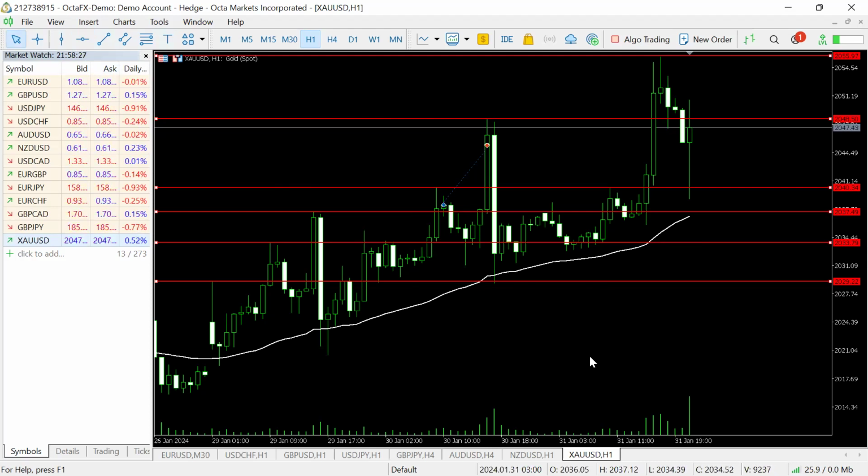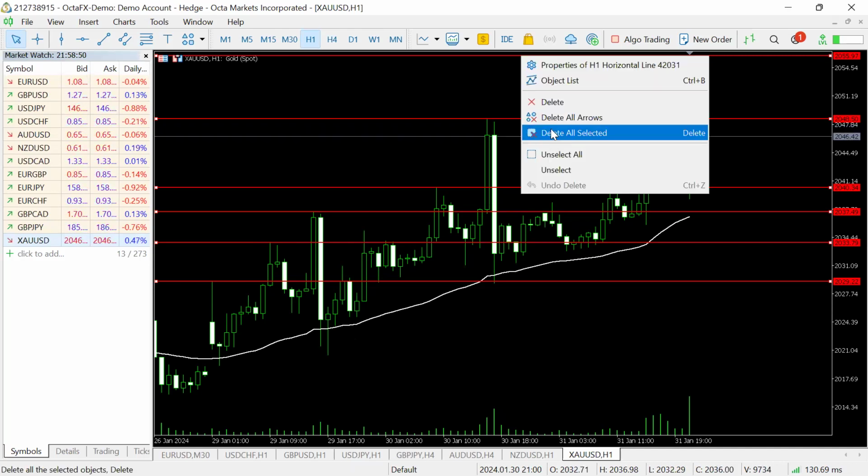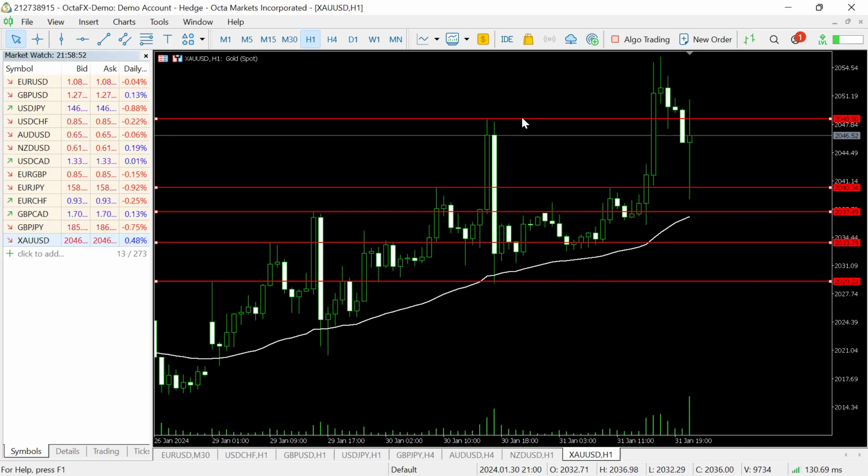Let me remove this so that I don't see. So these are all price levels, high points, high, high, high, high. You can see that from time to time, it's looking all scattered. Let me take them out and use rectangles.